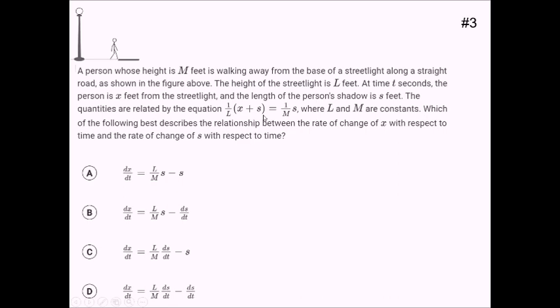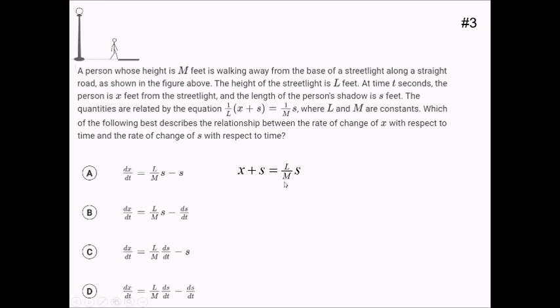So we essentially just need to take this equation and treat it as a related rates problem. So let's start by, just to make my life a little bit easier, I'm going to multiply both sides of this equation by L. And part of the reason I'm doing that, honestly, is because I'm looking at the answer choices and I'm seeing an L over M in all of them. So if I multiply both sides by L, I'm going to get an L over M, which would be a great step towards matching one of these answer choices.